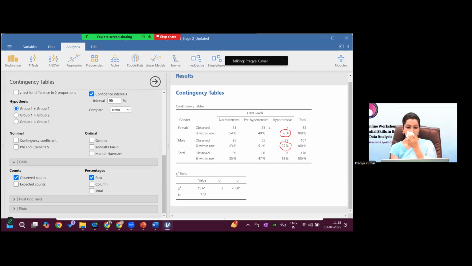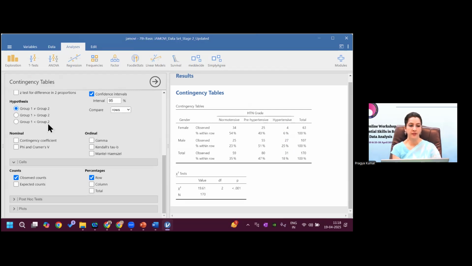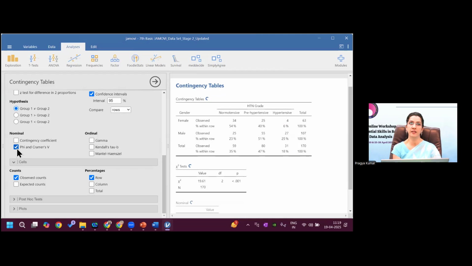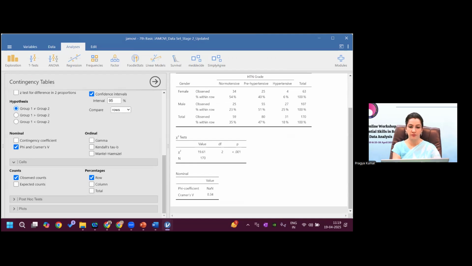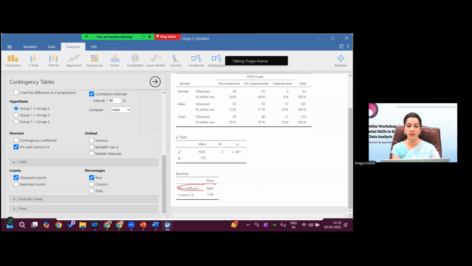And if it is significant, then I'll go for the phi and Kramer V. So I'll click on this phi and Kramer V, which is the effect size, and it tells you the Kramer V value. Phi is only when it is a 2 by 2 table. Otherwise, it will give the value of Kramer V. So the value of Kramer V is 0.34. That means there is a moderate effect size, because moderate is from 0.3 to 0.5. 0.1 to 0.3 is mild. 0.3 to 0.5 is moderate. And 0.5 and more than that is strong, a large effect size. So this is the effect size.